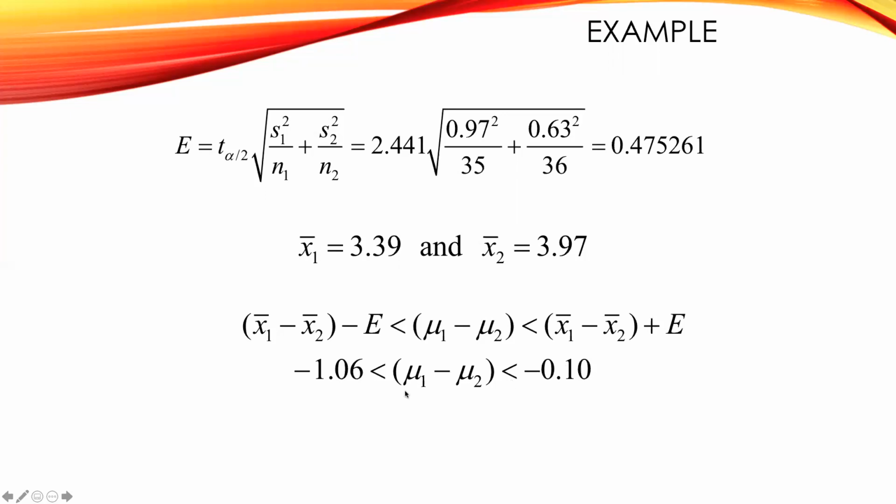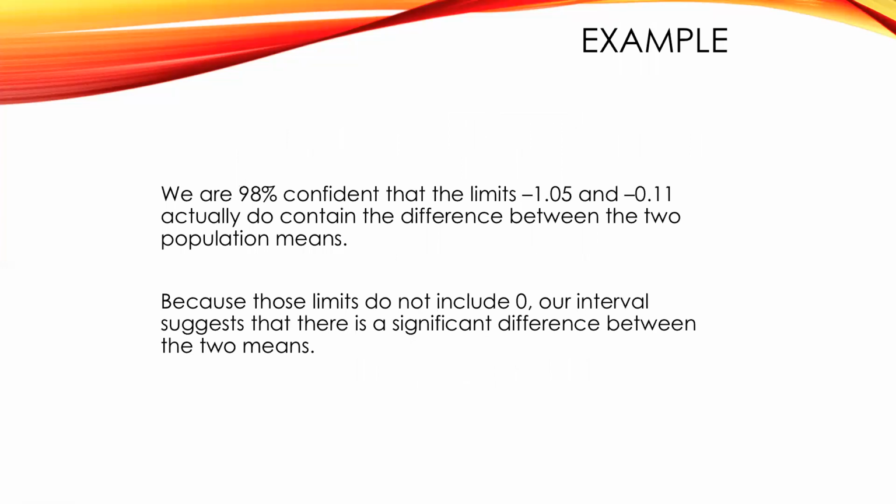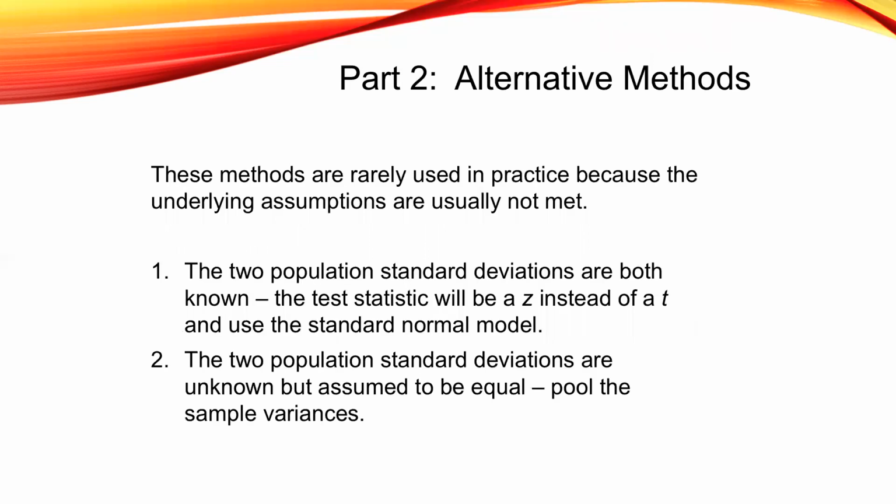And if you're thinking about this, the null hypothesis, which is mu1 minus mu2 equals 0, 0 does not fall within this confidence interval, and therefore we would reject the null hypothesis. So we'd actually have the same conclusion as we had before. So it does not contain the value of 0. So this suggests that there is a significant difference between the two means.